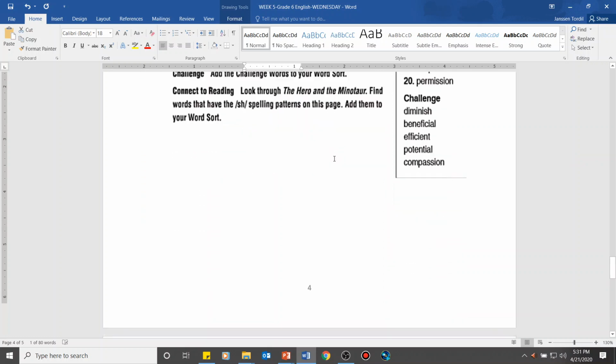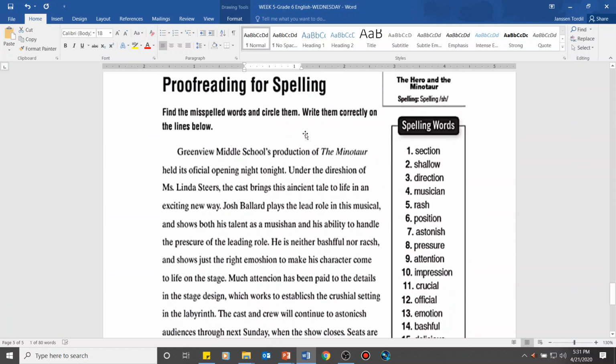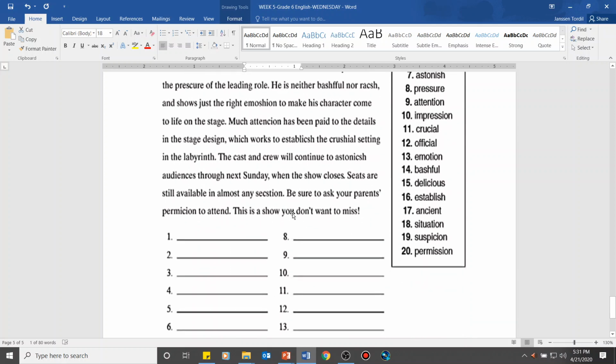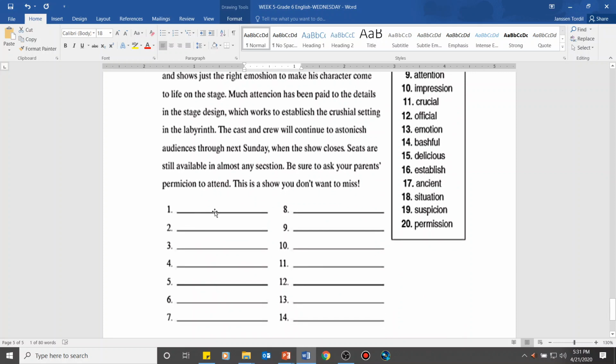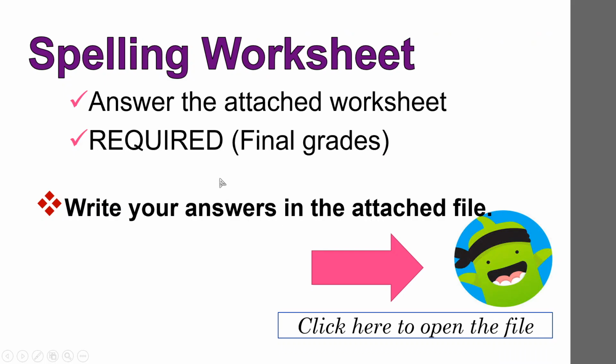And finally, this one, we've been doing this quite a lot of times. Just look for the misspelled words and circle them and write the correct spelling here, 1 to 14. So that's our activity for today, due up to 9 a.m. tomorrow. And that is our spelling worksheet for today.